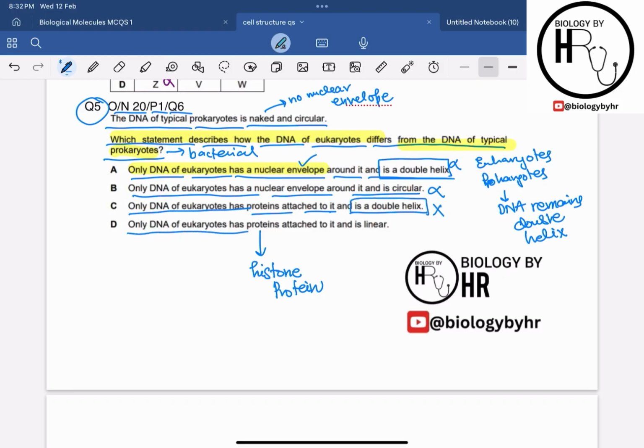Only the DNA of the eukaryotes has a protein attached to it. Yes, it is correct. We know that, for example, if this is a chromatin thread, so we have some histone proteins attached to it, right? Which makes up the nucleosome. I already discussed it in one of my videos, nucleosomes, right? So only DNA of the eukaryotes has protein attached to it and is linear. So hence option D is our correct answer over here. Only the DNA of the eukaryote has proteins attached to it and is linear. I hope that this is clear.